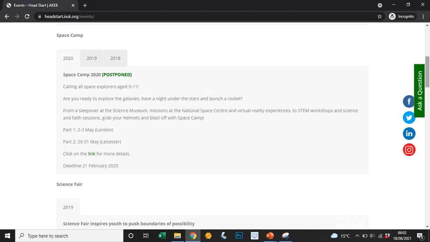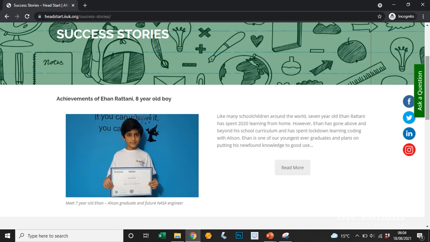On the events page, we have resources from various AKEB programs that you can access. This is on a tabular system so that you can access resources from different programs that have been held in previous years too. Finally, we end with the success stories page, where you can see any of the achievements of our Jamaat that can be showcased.